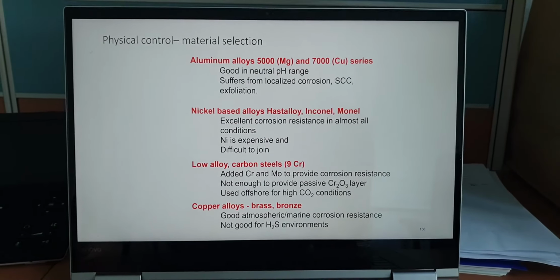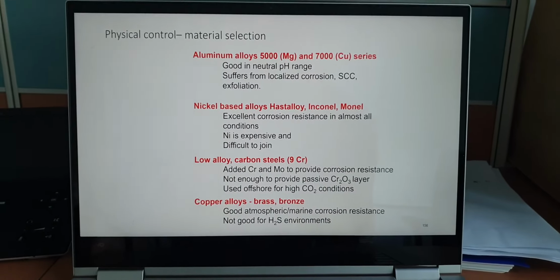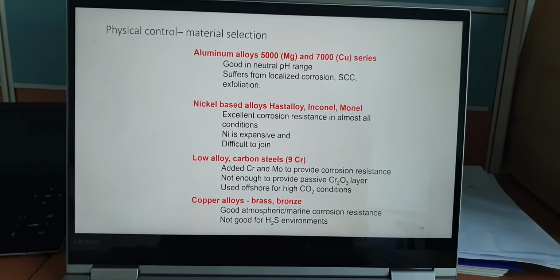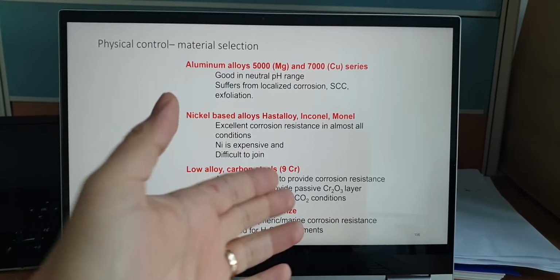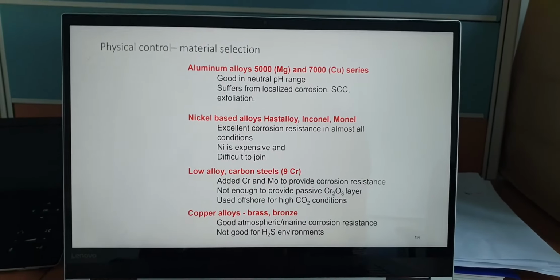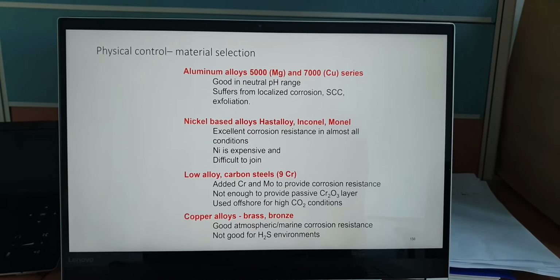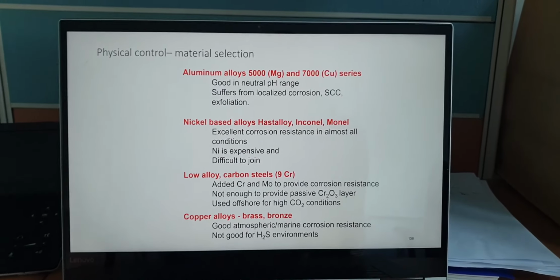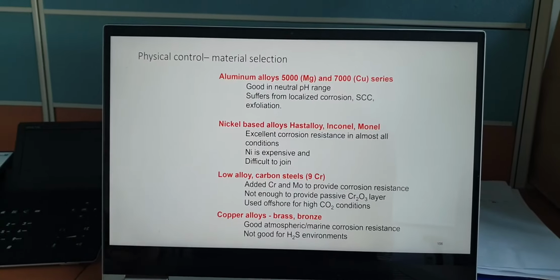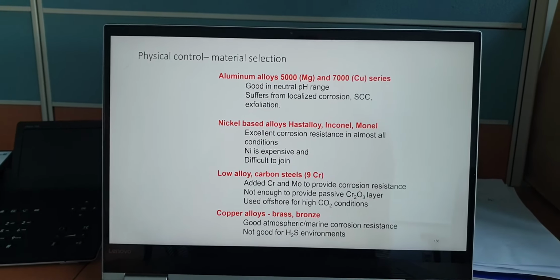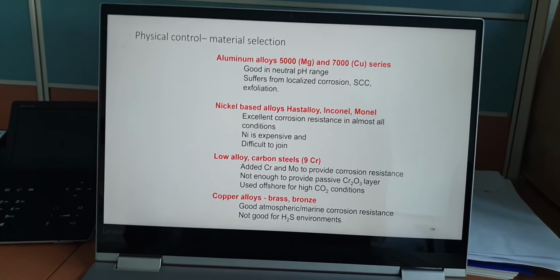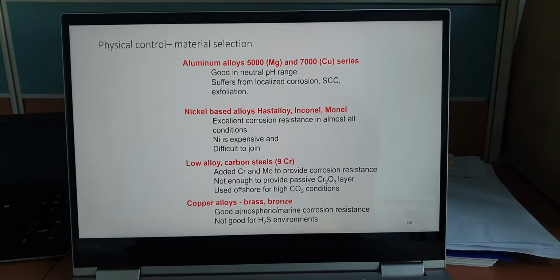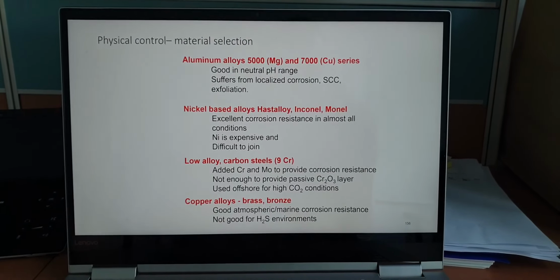9 chromium, low alloy chromium steel, is basically where you enrich your base steel with chromium to form chromium oxide. You don't go to stainless steel, but you improve your corrosion resistance, of course, against CO2 corrosion. H2S corrosion resistance is very good. However, it has been proven that adding chromium in low concentrations like these reduces the performance of corrosion inhibition. And well, at the end, copper alloys have good atmospheric and marine corrosion resistance, but are not good for H2S environments. If you go onshore, copper alloys are probably some of the materials that you will find, because they are very good for atmospheric corrosion.